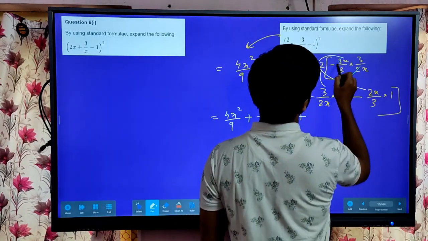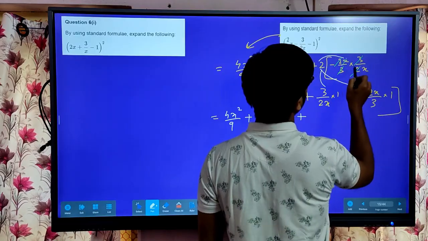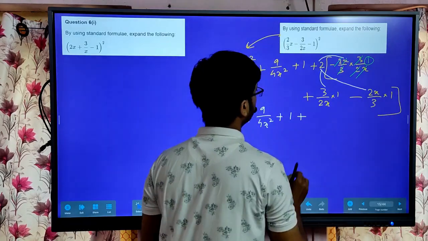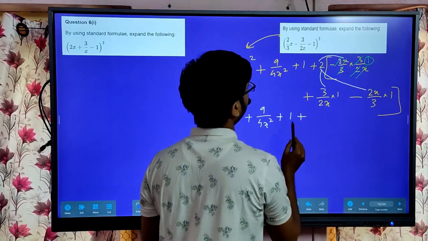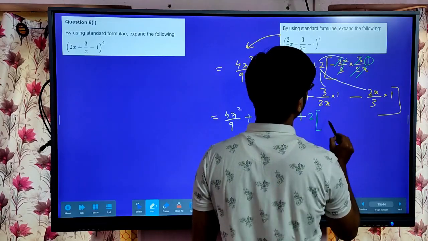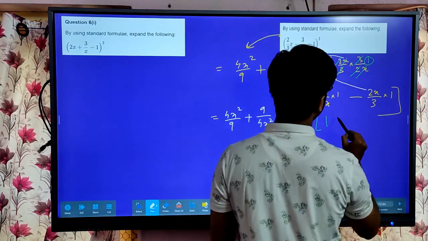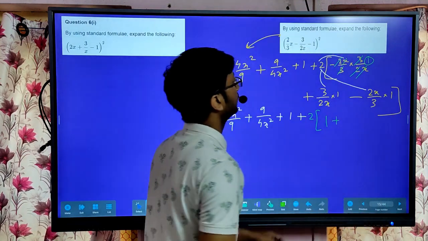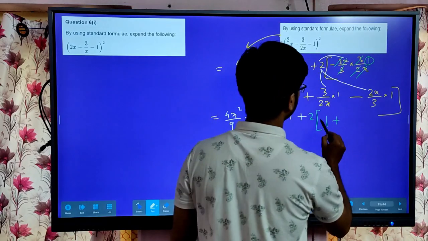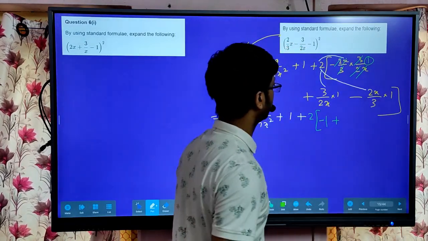So 2 gets cancelled out of 2, 3 gets cancelled out of 3, 1, x. So only 1 is remaining over here. Okay. So 2 into this inside will be 1, and here it will be plus. This term is only 1. It is minus 1, so it is minus 1. Don't forget this sign, minus 1.